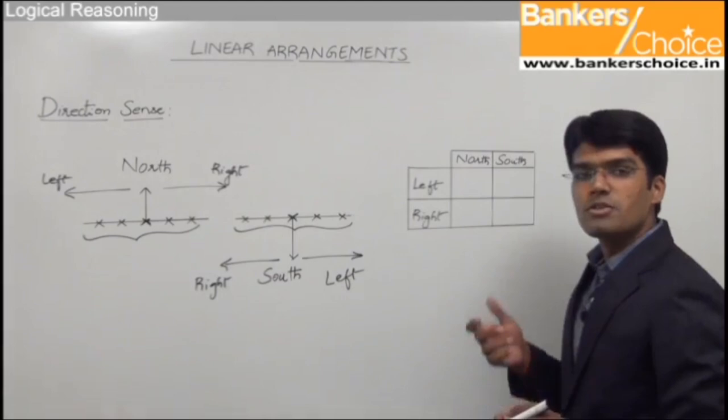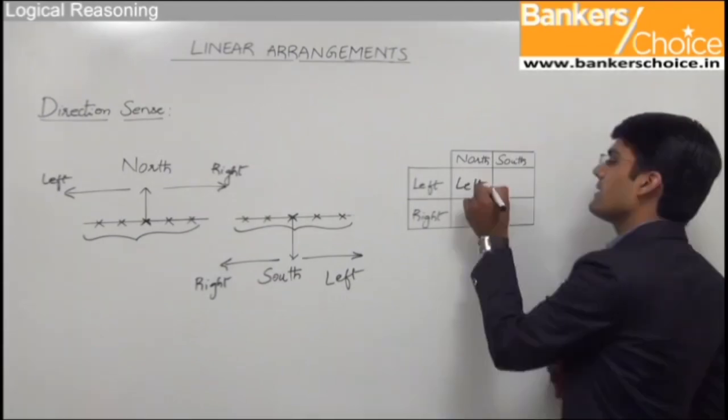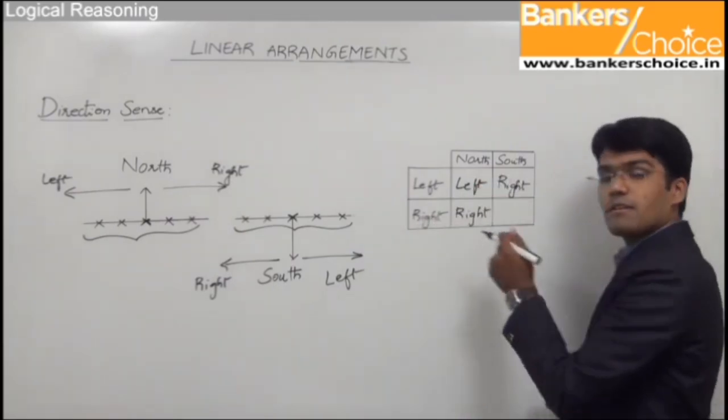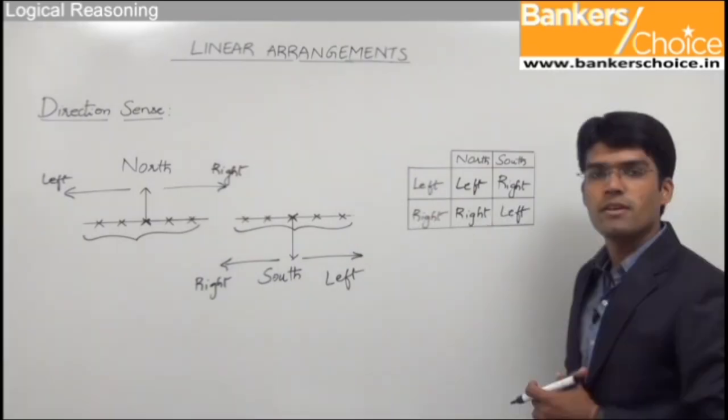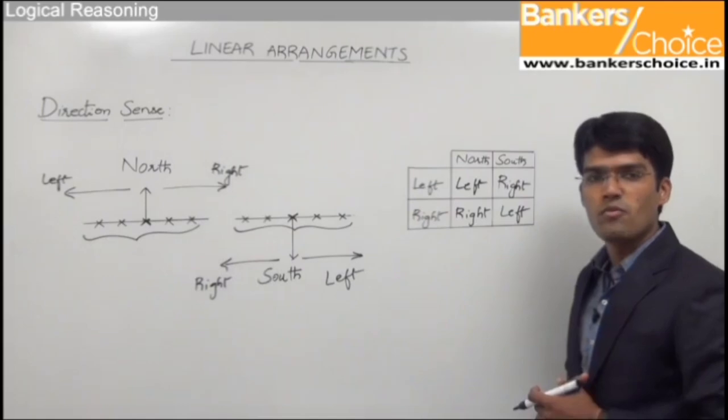When a person faces north, left of the person will be towards our left and right of the person will be towards our right. But when a person faces south, left of the person facing south should be towards our right and right of the person who is facing south should be towards our left. So if we can simply remember this table, it will be easy for us to take the left and right of a person when he is sitting in a row facing north or south.